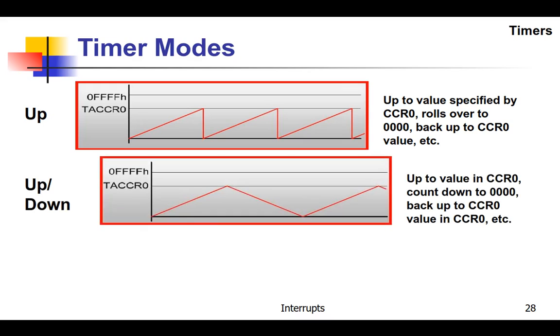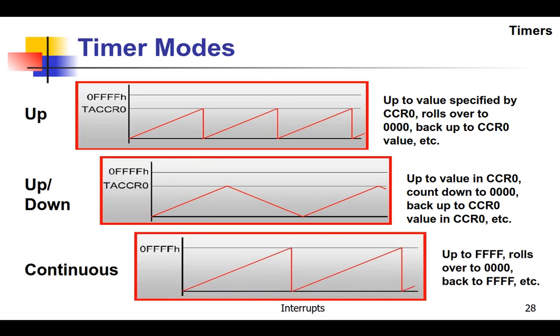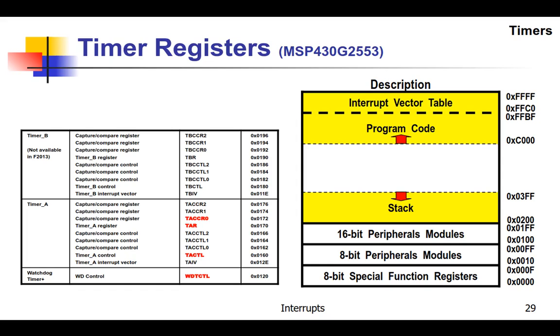There's the up-down mode. Basically, it counts up to the TACCR0 register, and then it reverses its count back down. So that's like 1, 2, 3, 4, 5, 4, 3, 2, 1 kind of thing. And then there's the continuous mode, which just keeps counting over and over again up to the full value, which is FFFF, or 65,000 something or other, 2 to the 16th, basically, minus 1.